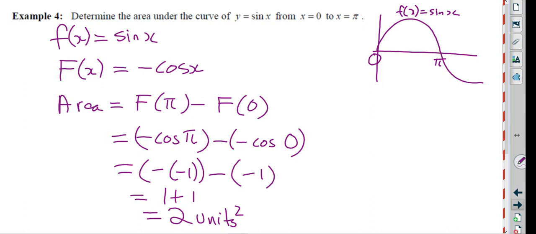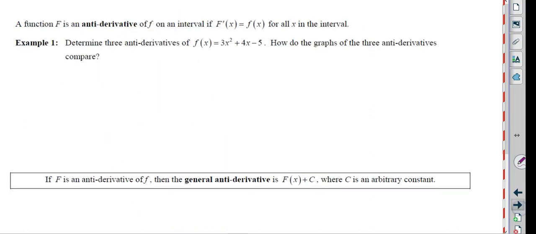Okay. Is there more to that, or are we on to antiderivatives? Okay, this is where we're going to answer the question that was asked. A function capital F is an antiderivative of little f on an interval if F prime of x is equal to f of x for all x in the interval. Determine 3 antiderivatives of 3x squared plus 4x minus 5. Okay, so let's do 1.